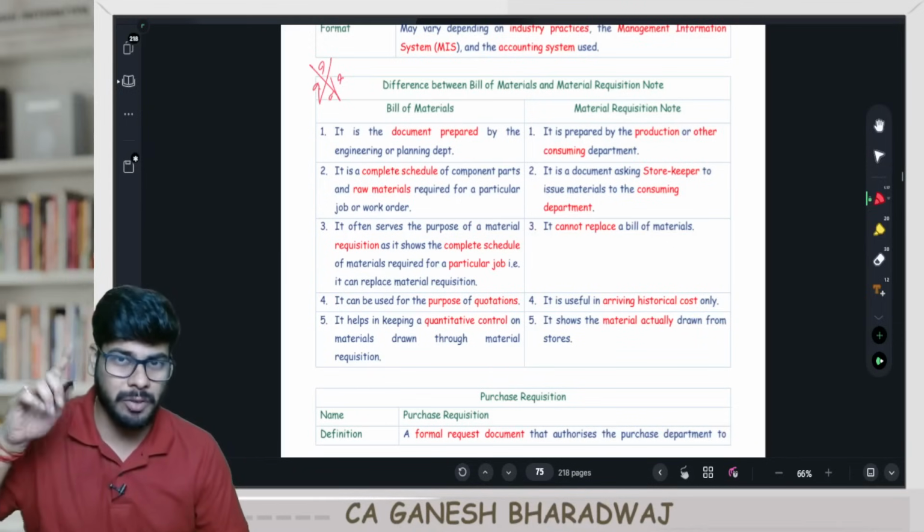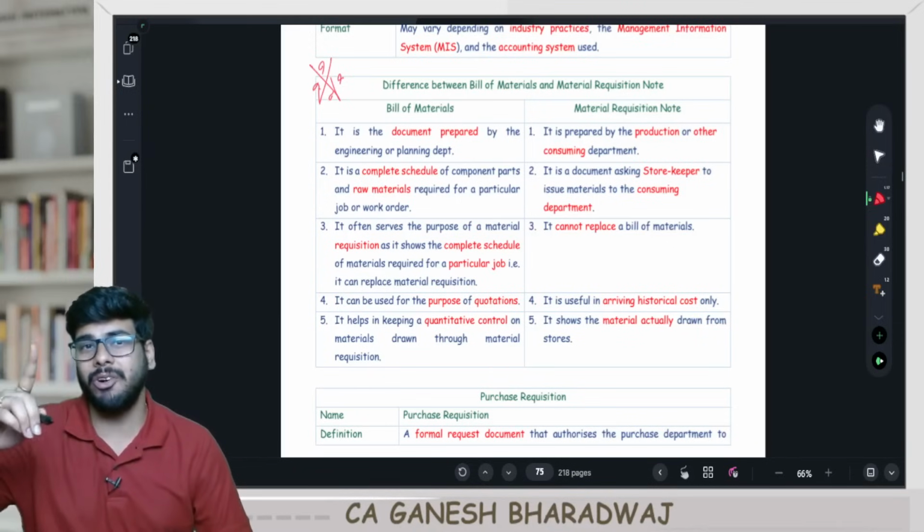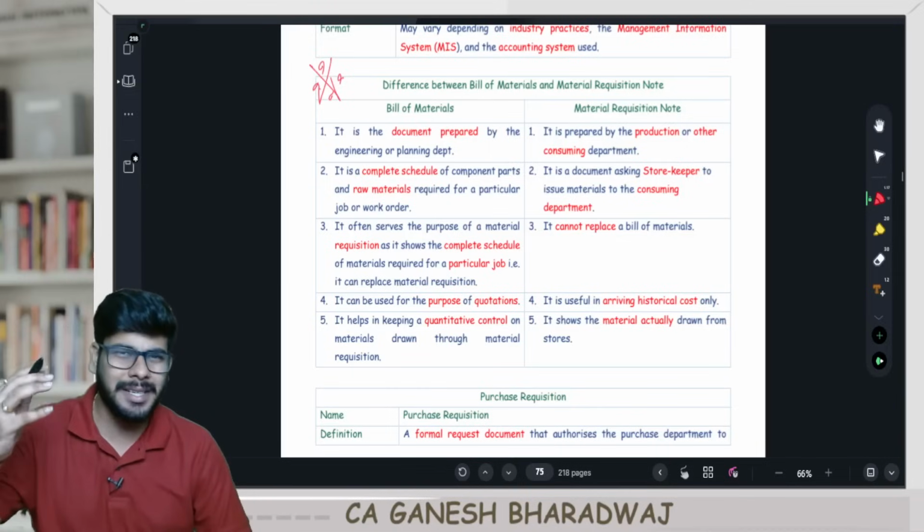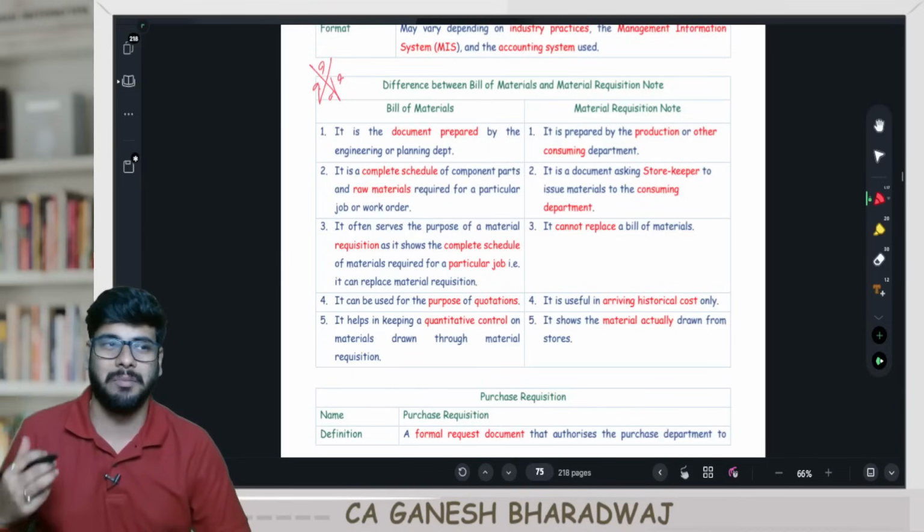Now guys, also be aware that at times they also test you on stock levels. Some theoretical question can also come, like reorder level. So what do you mean by reorder level? Not very simple.